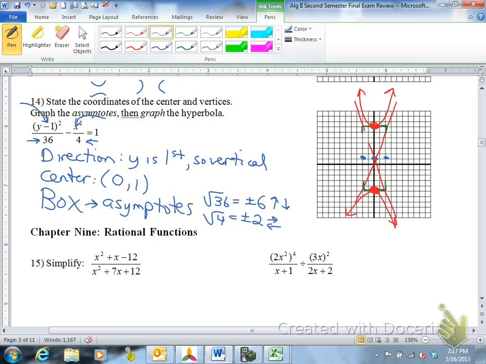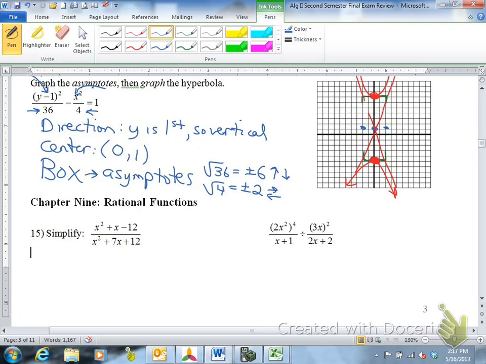So chapter 7, chapter 8 are all done. Hopefully we'll do chapter 9 and chapter 10 today. Rational functions, these should go pretty fast.